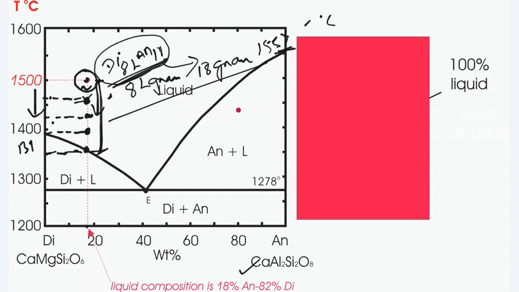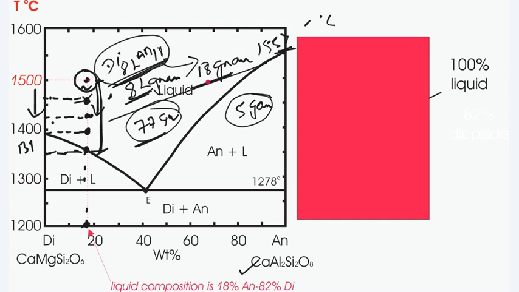Suppose now 5 gram of the diopside is crystallized. So we have now 77 gram of diopside. That means we cannot represent the liquid at the same point here. It should shift. It was 77 gram of diopside, and now 18 gram is the anorthite side.